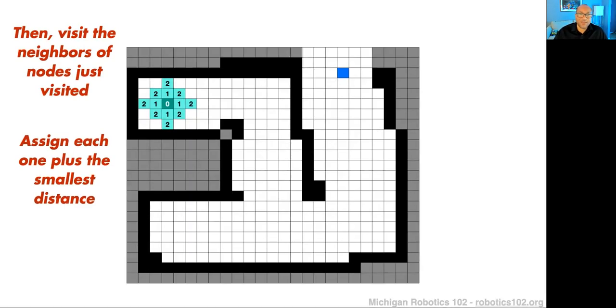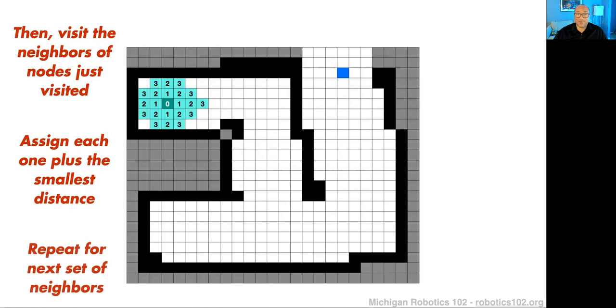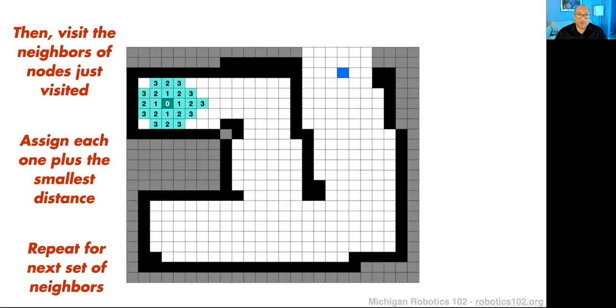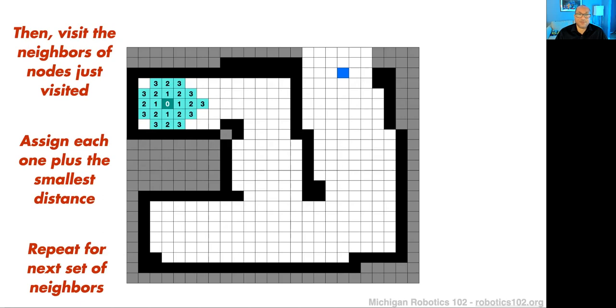The smallest distance that we've assigned up to this point has been one. And so for all these neighbors that we're now visiting, we're going to add one plus that, which is going to be two, and then assign that in those cells. We'll do the same thing for the neighbors of those cells that we've just visited. For those, we're going to assign a three into those cells. We'll repeat this loop again.